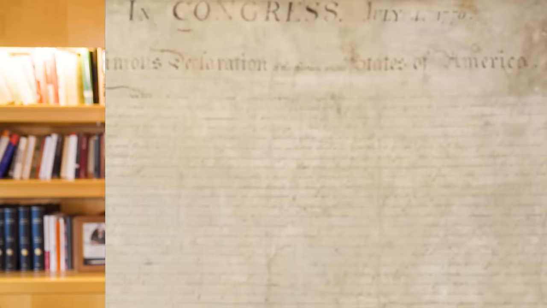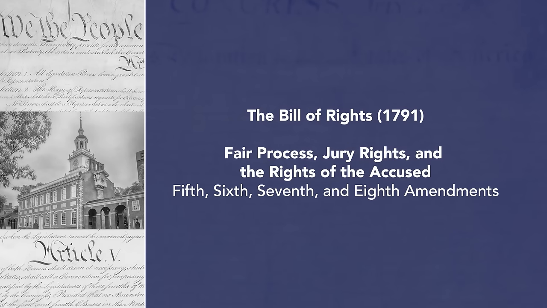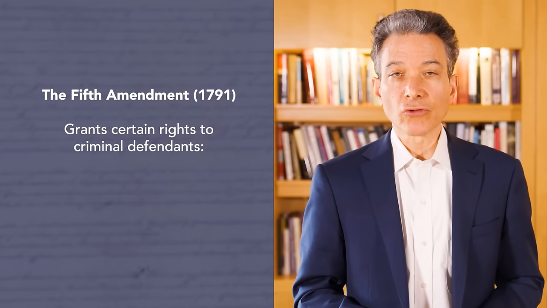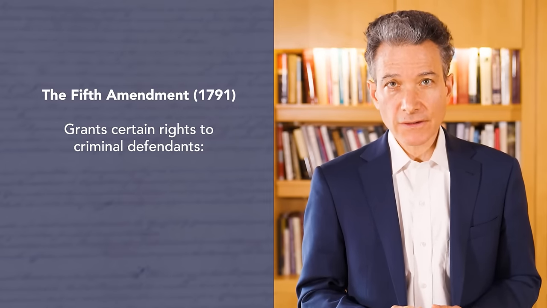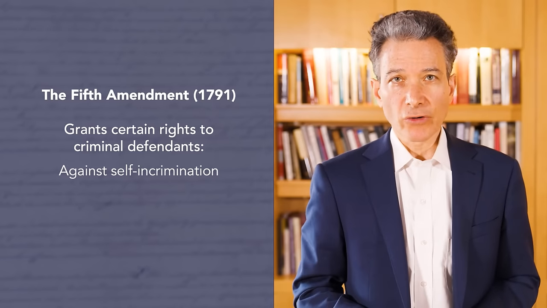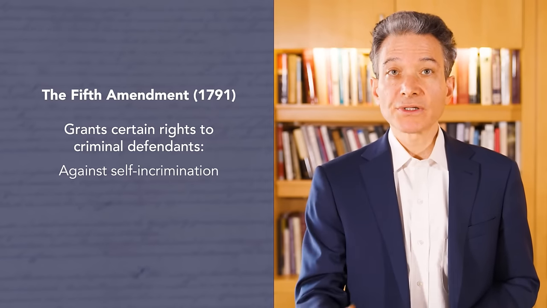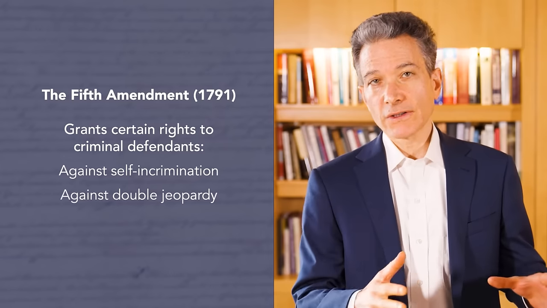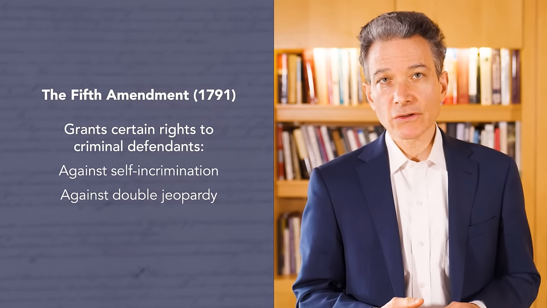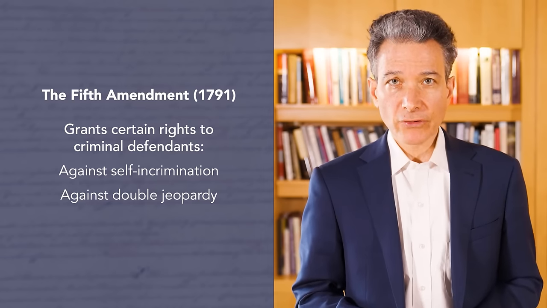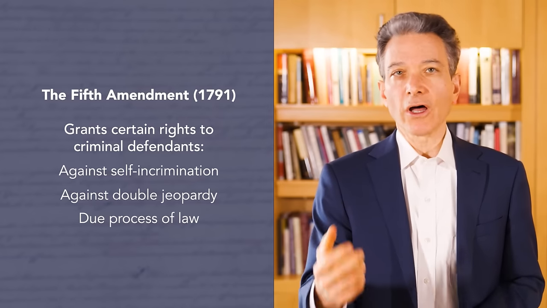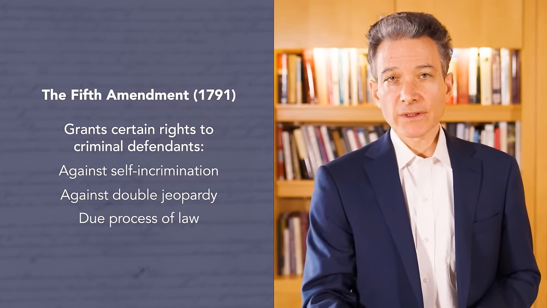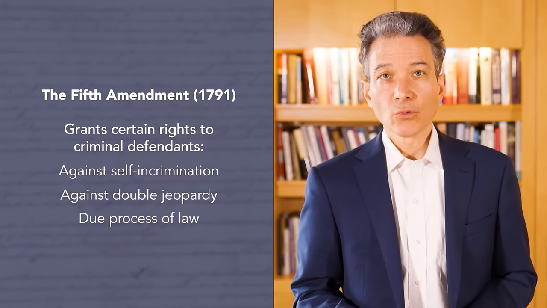Now we come to fair process, jury rights, and the rights of the accused, and these include parts of the Fifth, Sixth, Seventh, and Eighth Amendments. Let's begin with the rest of the Fifth Amendment, which grants rights to criminal defendants, including the right to remain silent and the right against self-incrimination. You know that from the Miranda warnings: you have the right to remain silent, or you can also plead the Fifth if you fear self-incrimination. The Fifth Amendment also guarantees you a right against double jeopardy. You can't be twice tried for the same offense. You have a right to a grand jury for capital crimes, and you have the right to due process of law. That's a central guarantee that the government cannot deprive anyone of life, liberty, or property without due process of law.